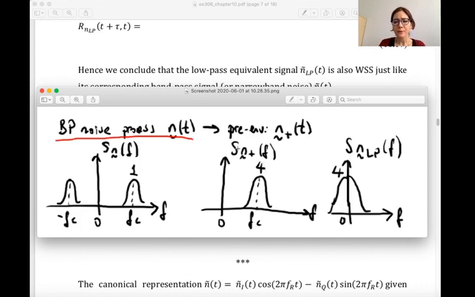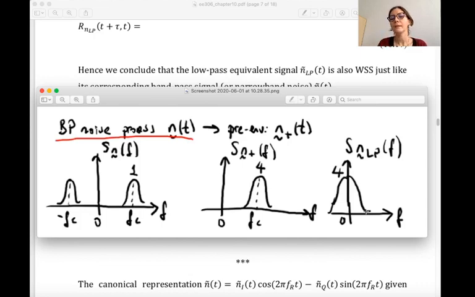And then the passage from the pre-envelope to the low-pass equivalent was also quite similar to the deterministic case. The action is to take the spectrum and shift it to smaller frequencies. So this was the spectrum of n LP of t. So as we expected, it is indeed low pass, right? The original signal has bandpass spectrum, but its low-pass equivalent process has low-pass spectrum.